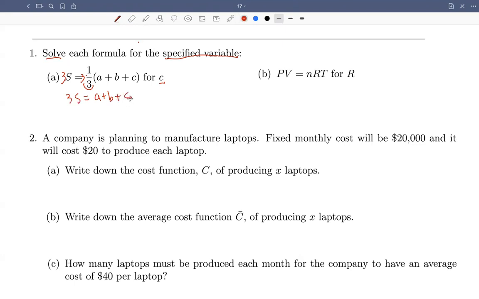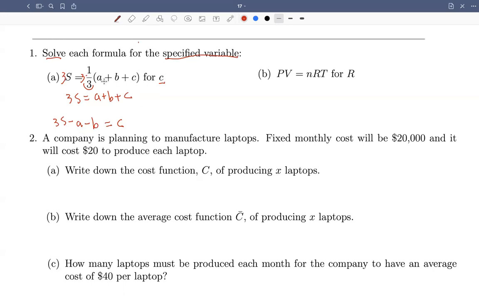Now we want to single out C. So solve here means we want to isolate C. So we write C equals, we subtract A, subtract B on both sides, or we move A to the other side, we move B to the other side. So I have 3S minus A minus B. So C now is solved. C is 3S minus A minus B.